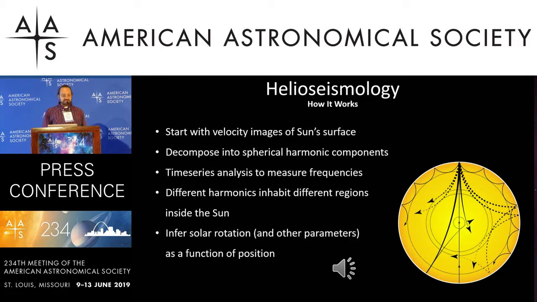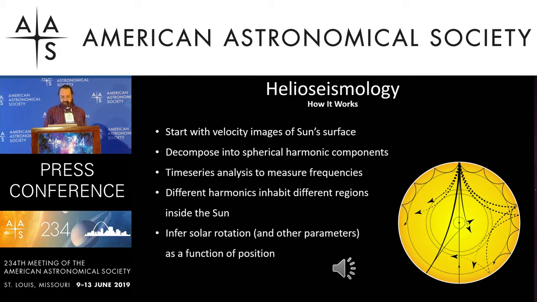We start with velocity images of the sun's surface. We decompose each of these images into its spherical harmonic components. More on that in just a second. For each of these spherical harmonics, we make a time series of its amplitude, and then we do an analysis to measure its harmonic content, basically just figure out how much of each frequency is in that time series.